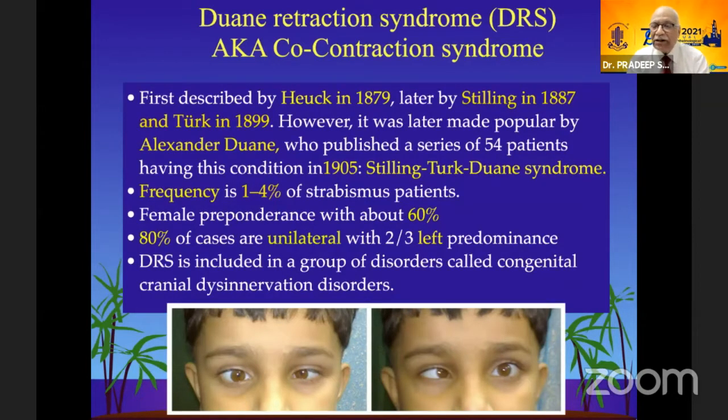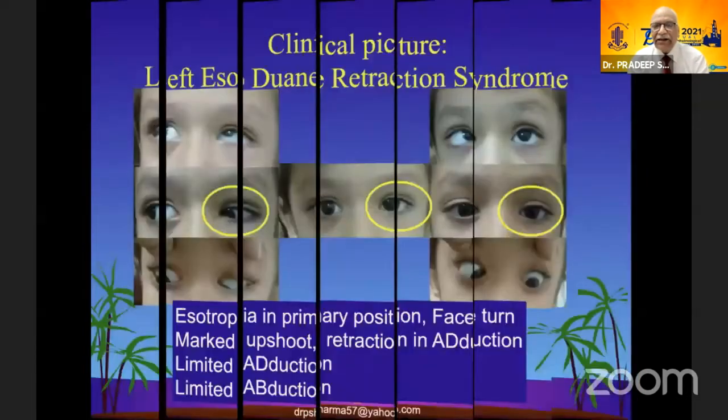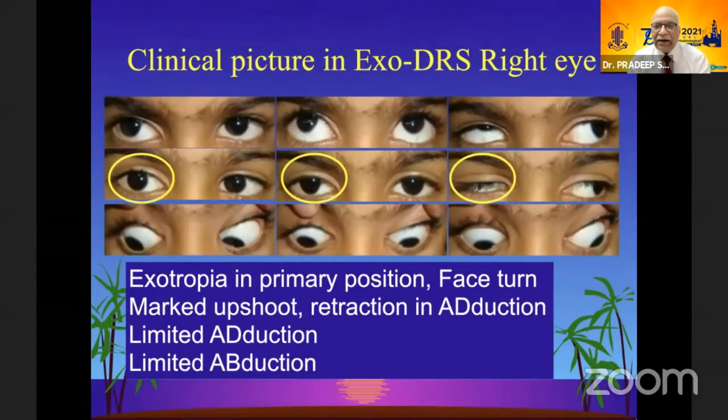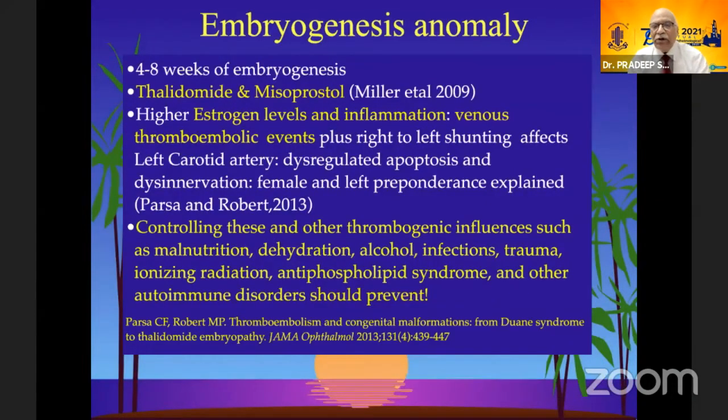DRS is included in a group of, as I said, congenital cranial degeneration disorders. So the clinical picture we'll talk about more as we go along. It may be an ESO and EXO, but it is an embryogenesis anomaly. Now this I would like to talk about because this is a condition which is happening because of some problem in the pregnancy during 4 to 8 weeks of embryogenesis. Thalidomide and misoprostol use have been highlighted as problems by Miller et al.